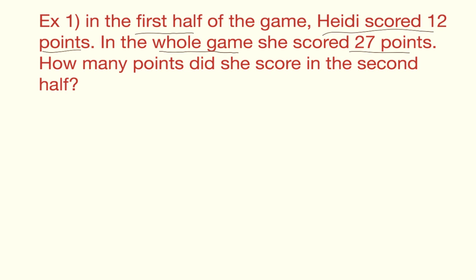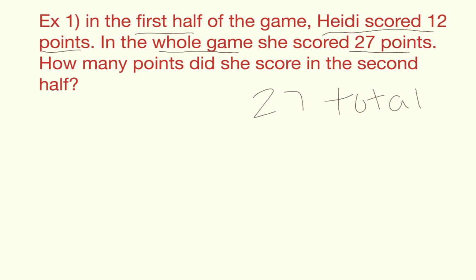Now we notice we have two separate sections here. We know how many points Heidi scored in the first half and how many points Heidi scored as her total amount. The total is also always a key factor. If you have your total, that means we're missing a part of the addition side, which means we have to figure out what that part we're actually missing is. So our total is the first thing we're going to write down. 27 is our total.